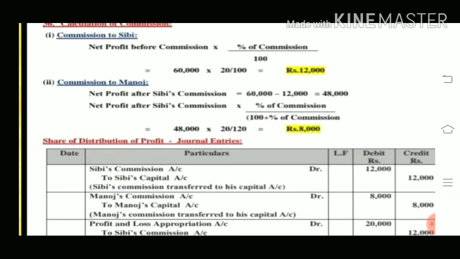ஓகே, ஸோ remaining we get rupees 8,000 to the Manoj commission. This value is the commission of Manoj. Then second step, prepare the journal entry.